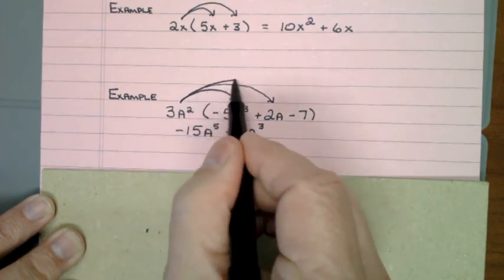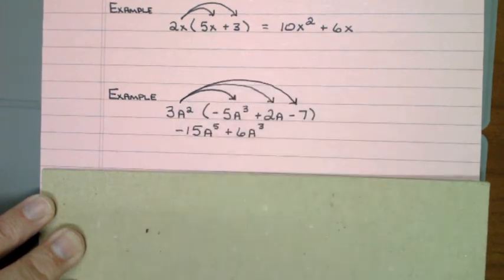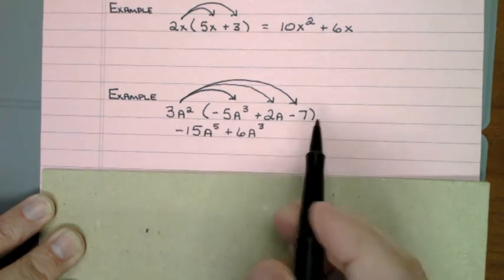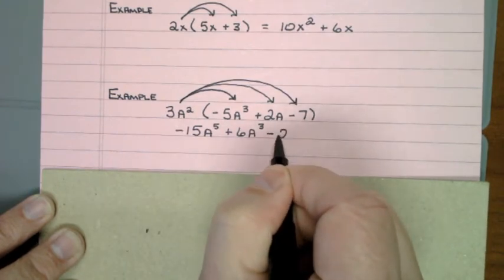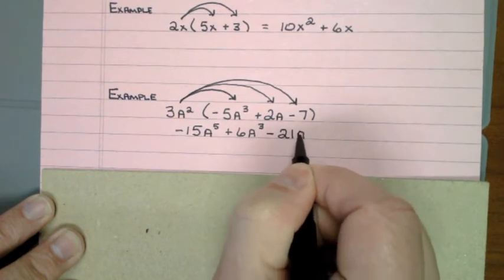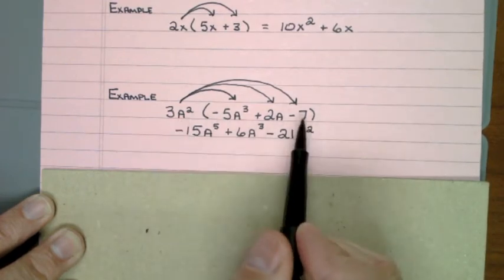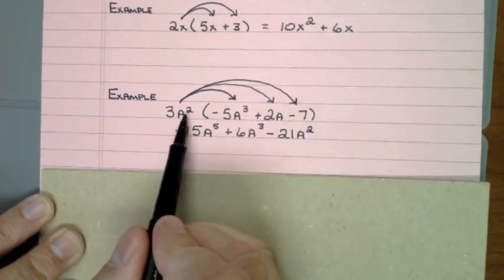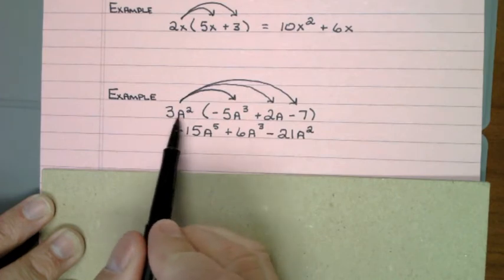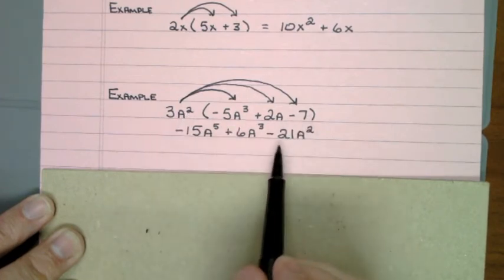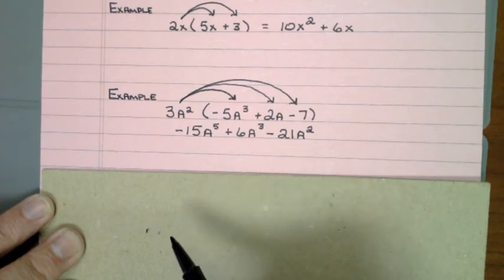Then I take this 3a squared and I multiply it to negative 7. 3 times negative 7, negative 21. A to the second power. There's no more a's to add to this a to the second power right here. So 3a to the second power times negative 7, negative 21a to the second power.